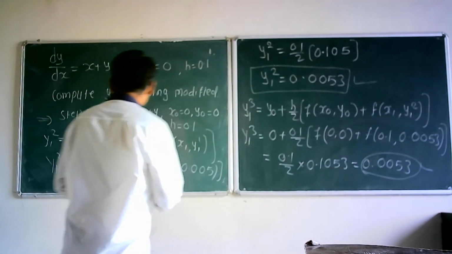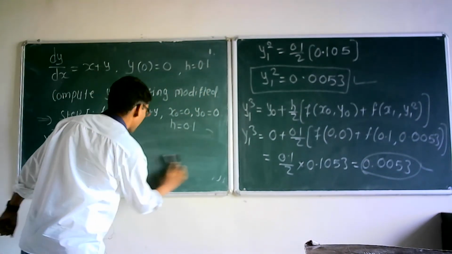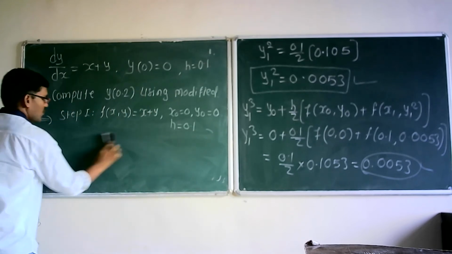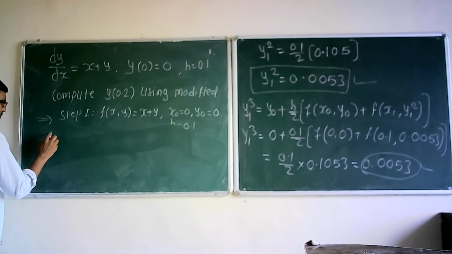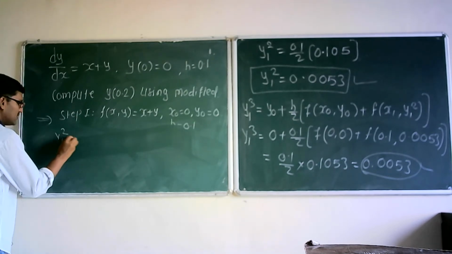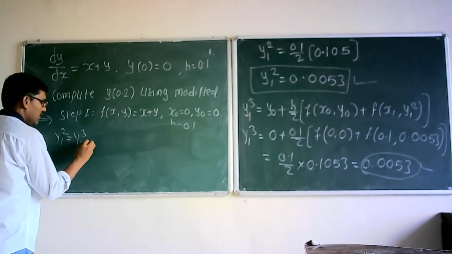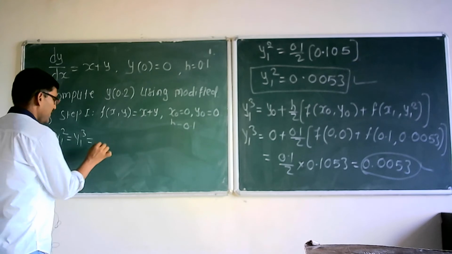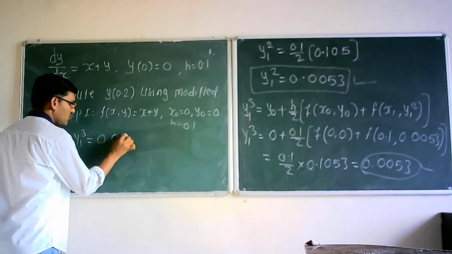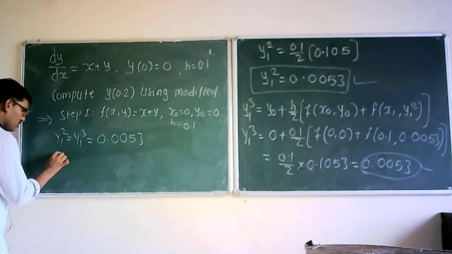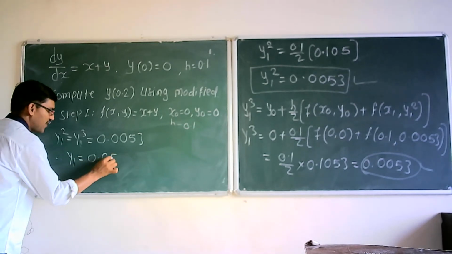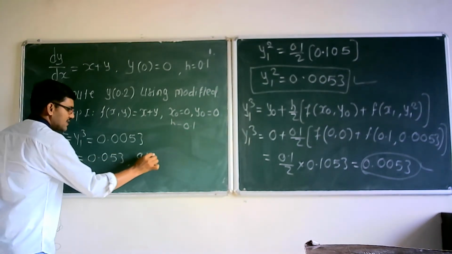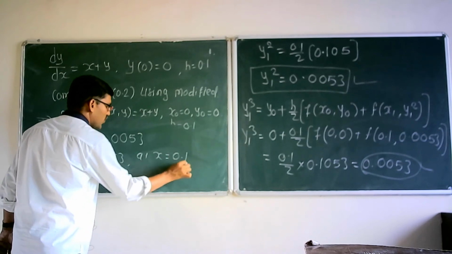and therefore, since y12 is equal to y13 is equal to 0.0053, therefore y1 is equal to 0.0053 and x is equal to 0.1.